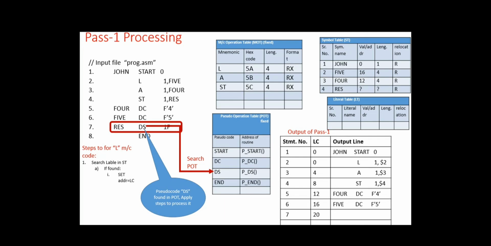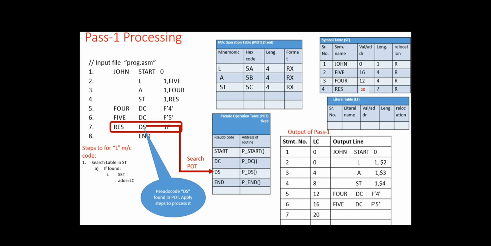We are setting the LC value to the result value address field. So now you may see the difference. Instead of a question mark, it is now 20. Now observe the operand field of DS. It is 1F, so 1 into F.